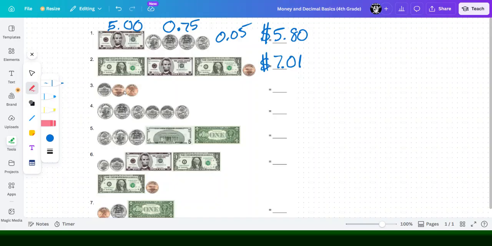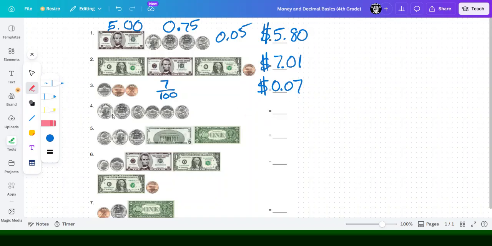Next one, number three, we have a nickel and 2 pennies. The nickel is 5 cents. The 2 pennies are 2 cents. So that's going to be 7/100ths of a dollar, but we don't write our money as fractions. The way we will write it is over here. We will write it as decimals. So we're going to have a 0.07. The 7 goes in the 100th column.